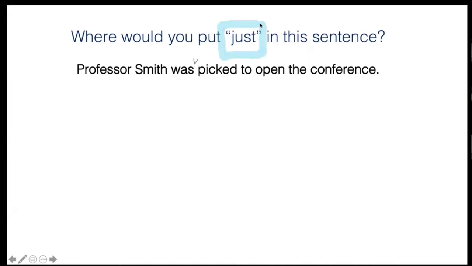It's a modifier. Where would you put it? "Was just picked." Okay. Can it be in any other position in a sentence? "To just open," or "to open just the conference," by the way. So not all other events, but just the conference. Can it be "just Professor Smith" at the very beginning? Why not? Yeah. So, "Only Professor Smith was picked to open the conference."